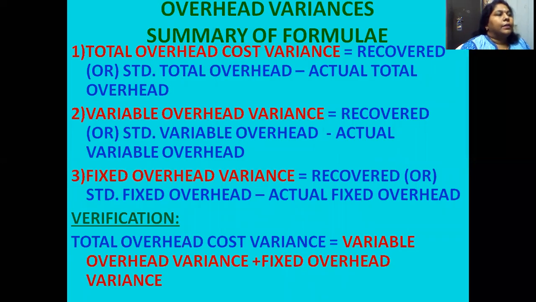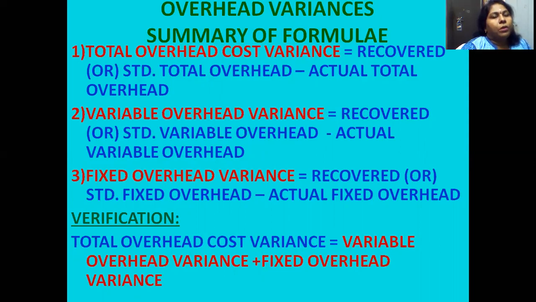In this slide, I just give an idea about what the formulas applicable for calculating overhead variances are. I already told you the meaning. The meaning of overhead is all indirect expenses. So when we produce a commodity, we incur both kinds of expenses, that is direct expenses as well as indirect expenses. What do you mean by direct expenses? Whatever expenses are directly engaged in the conversion of raw material into a finished product.